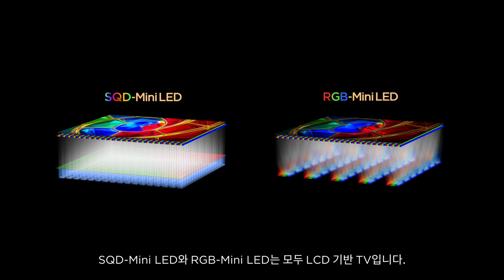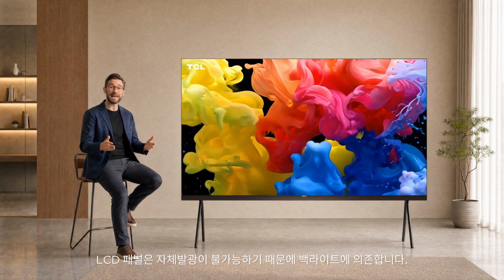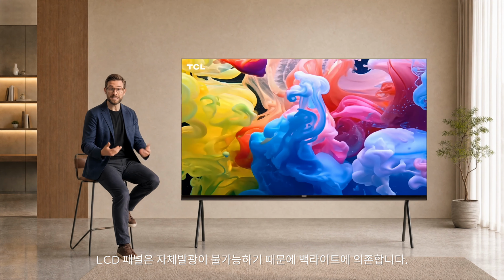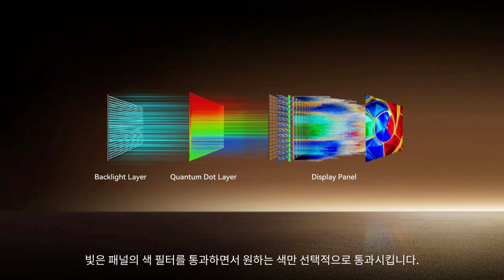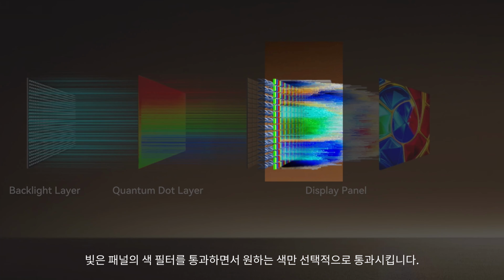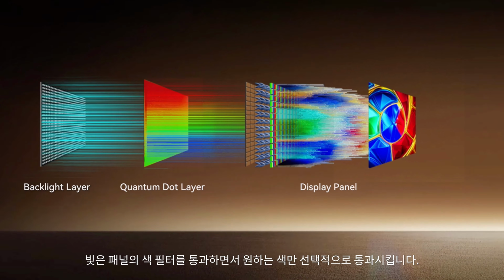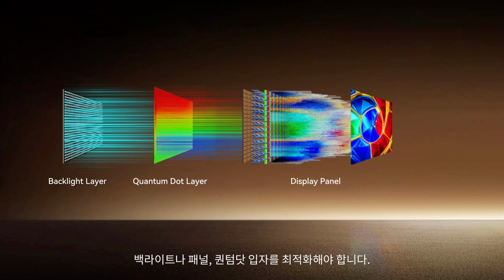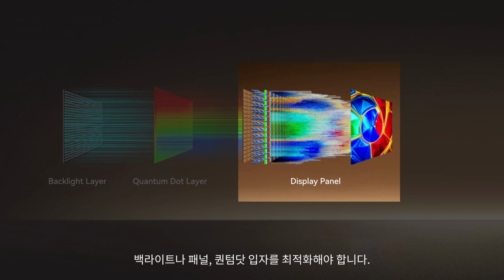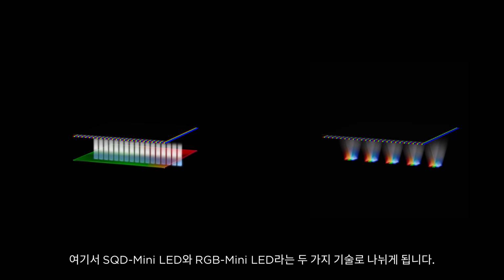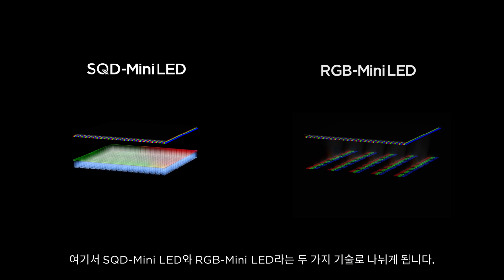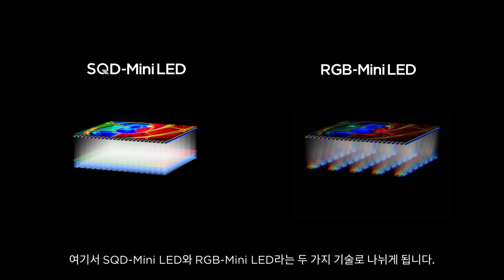Both are essentially LCD-based TVs. Since LCD panels don't emit light on their own, they rely on a backlight. Light then passes through the screen's color filters to isolate the intended colors. To boost color purity, you must optimize either the backlight, the screen, or the quantum dots. This has led to two distinct technical paths: SQD-Mini LED and RGB-Mini LED.